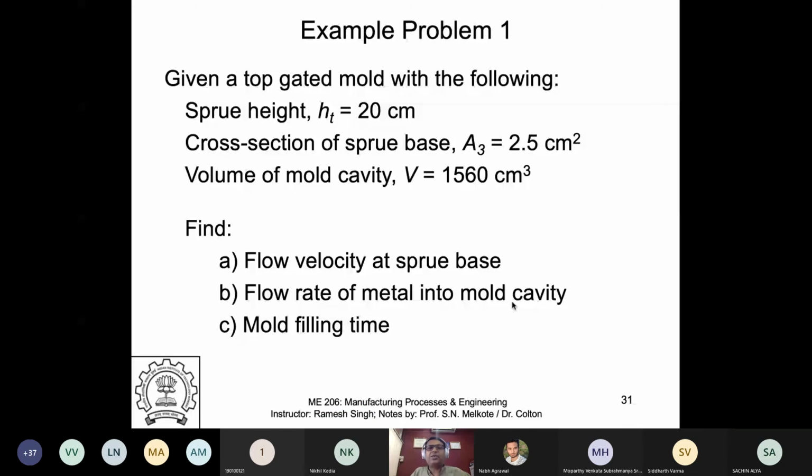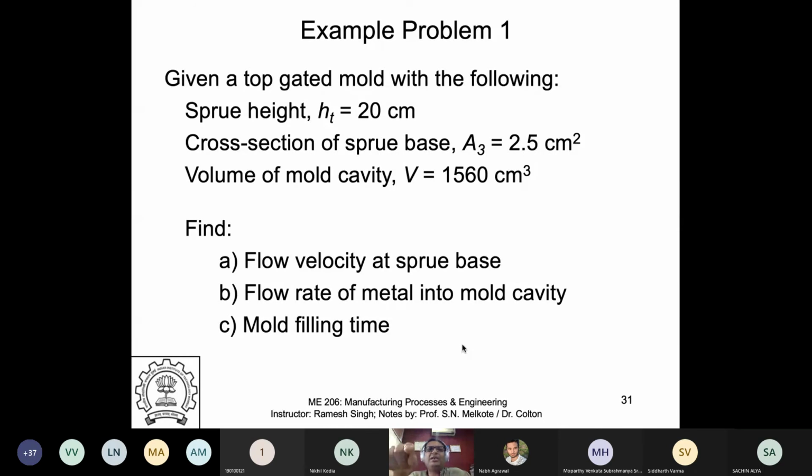Okay. So this is the problem which we want to do, right? I have a sprue height of 20 centimeter, base cross section is 2.5 centimeter, volume of mold cavity is 1560. I need to find the velocity at the sprue base and flow rate of the mold filling cavity and mold filling time. That's very simple, right? How do I find this? I think I don't even need to solve this. You would probably do it in your head.